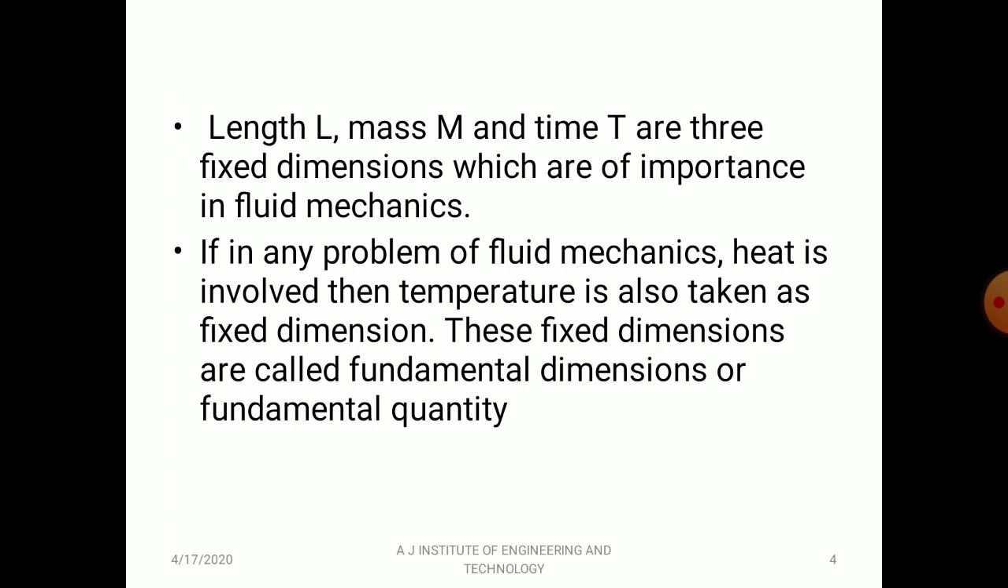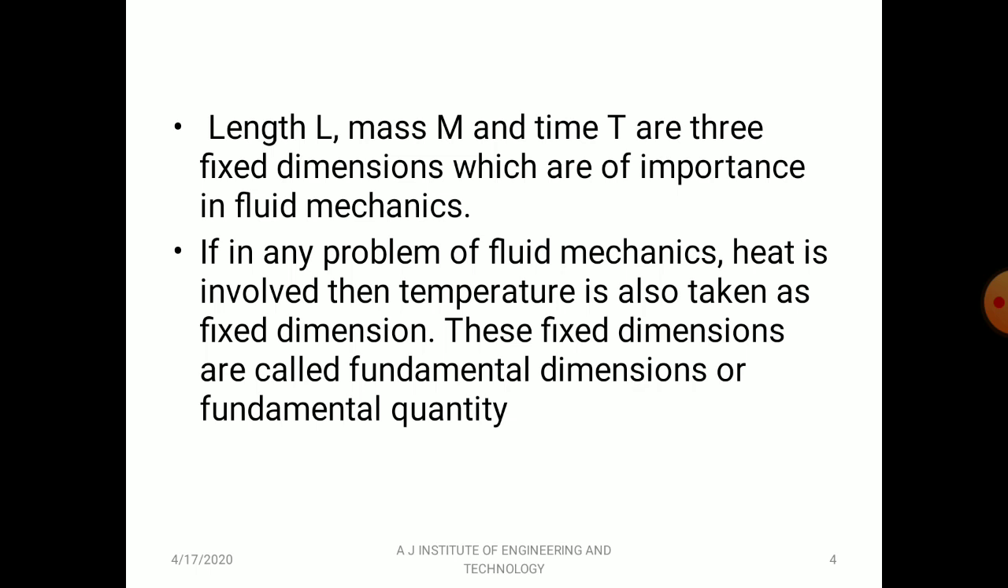Length, represented by capital L, mass, represented by capital M, and time, represented by capital T, are three fixed dimensions which are of importance in fluid mechanics. Most commonly we are going to use only three dimensions in fluid mechanics, that is length L, mass M and time T. In addition to mass M, length L and time T, we use one more parameter, that is theta. So when do we use that theta parameter?